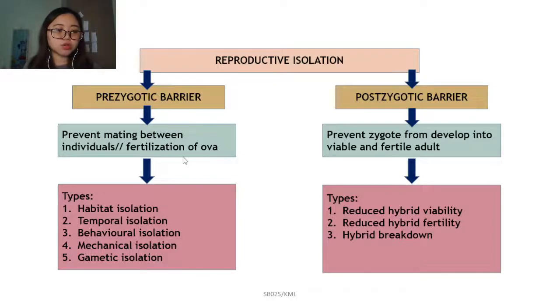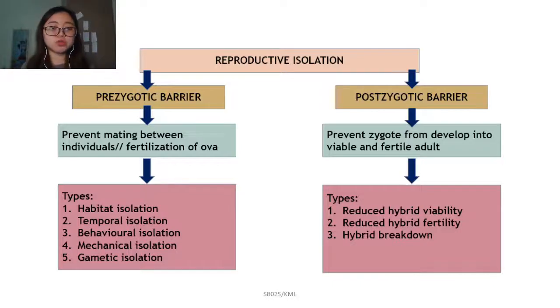Secara ringkasnya, untuk pre-zygotic barrier, nomor 1, tidak tinggal di kawasan sama. Nomor 2, tidak berjumpa pada masa yang sama. Nomor 3, tidak faham tabiat atau perbuatan dia. Nomor 4, tidak dapat mengawan sebab organ berbeza. Dan nomor 5, dapat mengawan tapi sperm dengan ovum tidak dapat fuse.